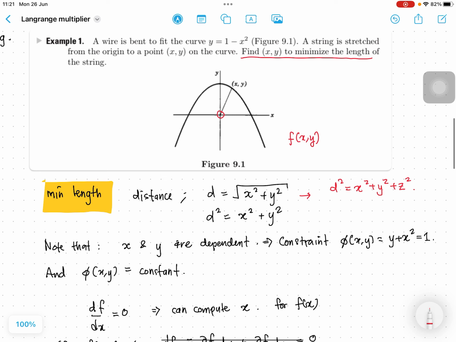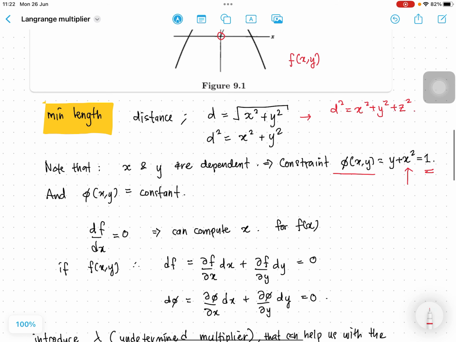Note that your x and y are actually dependent, where they are related by what they call a constraint function. In this case, it's the function y equals 1 minus x squared, or you can rewrite it in this form, where the constraint function is equal to some constant. So you see here, it's a constant. This part, y plus x squared, is a function phi in two variables.